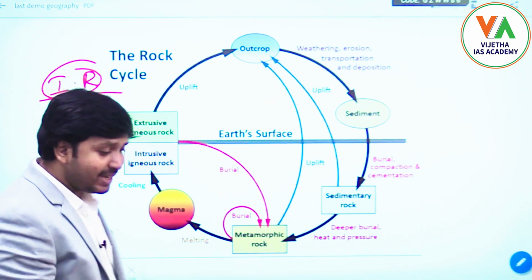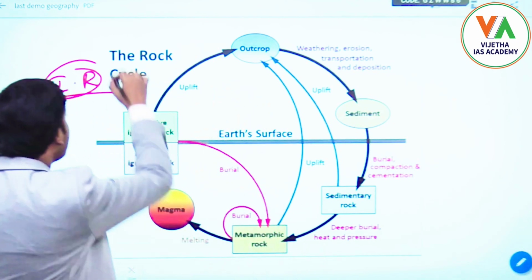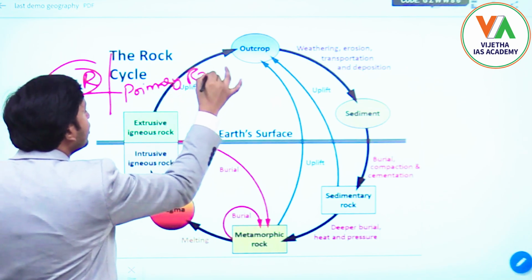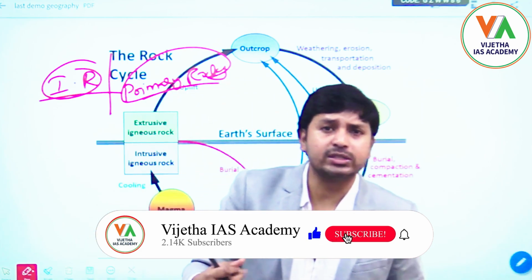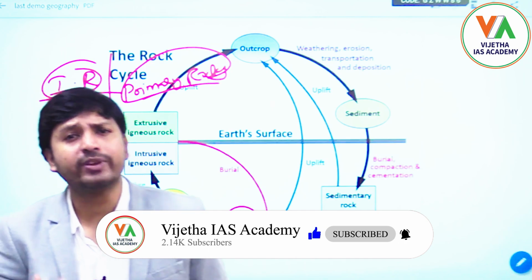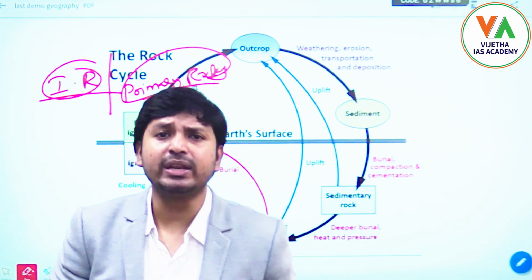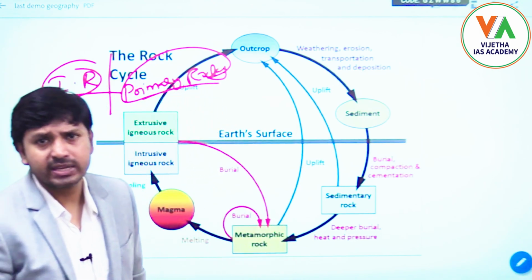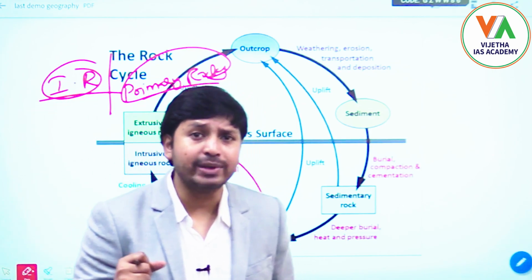These igneous rocks are also called primary rocks, because from these primary rocks the sedimentary rocks start forming. Even some sedimentary rocks will form from metamorphic rock, but igneous rocks are called primary rocks because these are the first rocks that are formed on the earth system. That's why they are also called primary rocks.